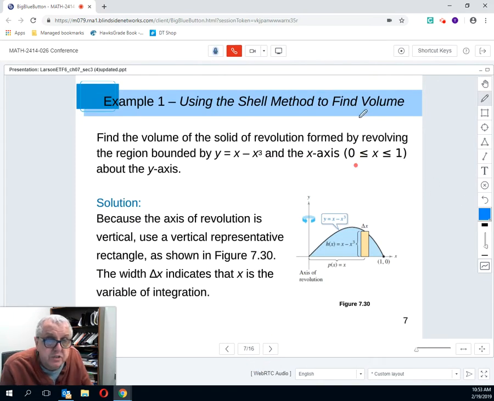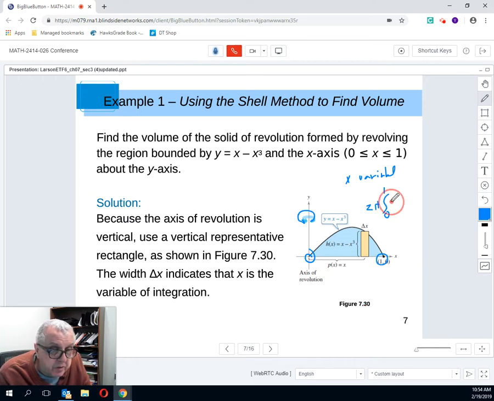So here's the first problem that we're going to take a look at. It says we're going to revolve this around the y-axis. If we're going to revolve it around the y-axis, x will be our variable. We're going to integrate this from 0 to 1. So when we integrate this, x is our variable, so we're going to integrate it from 0 to 1. There's going to be a 2 pi in front of it.